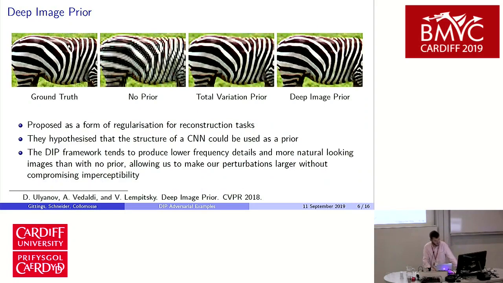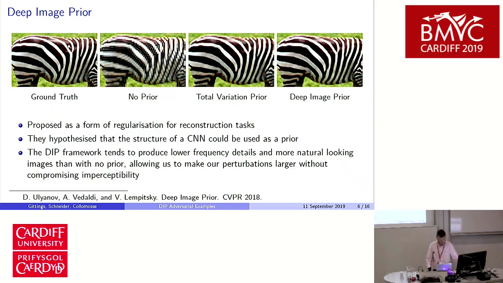So what is a deep image prior? Well, the idea of this is that a convolutional neural network encodes some information about how natural images look, in a similar way to a total variation prior, but slightly more subtly. So this is supposed to give you an idea of what sort of thing it's doing. So you can see no prior, you get a very grainy looking image, a total variation slightly better, and a deep image prior even better still.